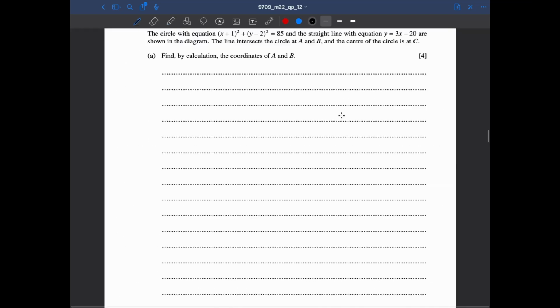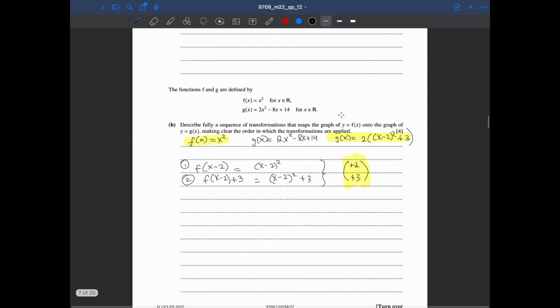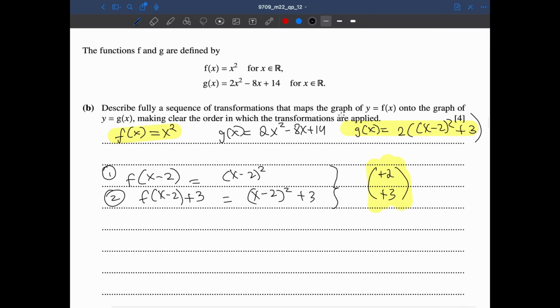And now we can see that this whole thing is basically multiplied by 2. So how do we turn from this to this? The only thing that's left is to multiply this whole thing by 2. And what is a multiplication by 2? That's outside, so not inside the brackets, but outside of the whole equation. That's a stretch on the y-axis.